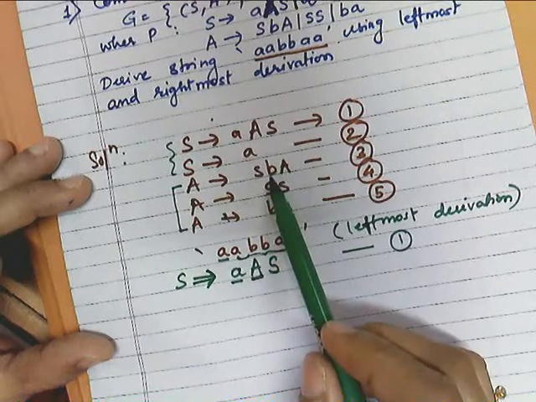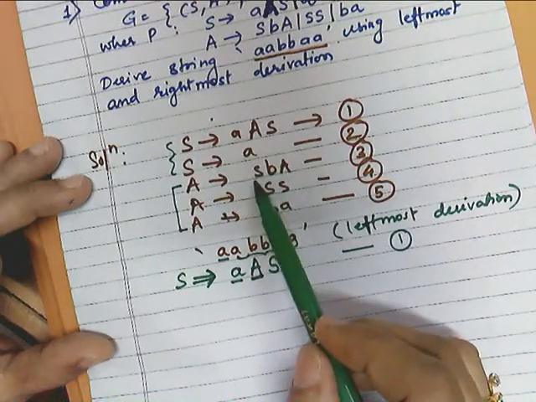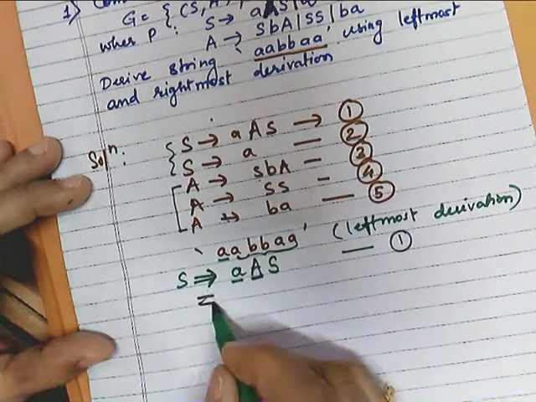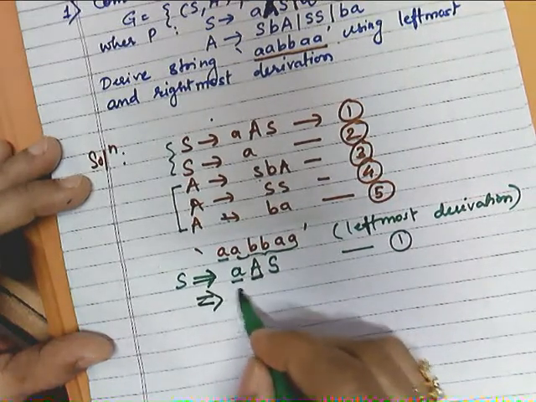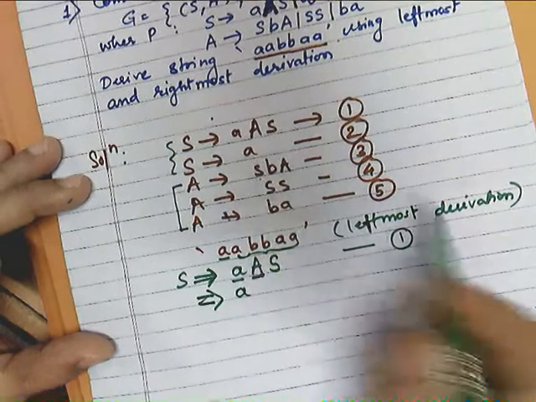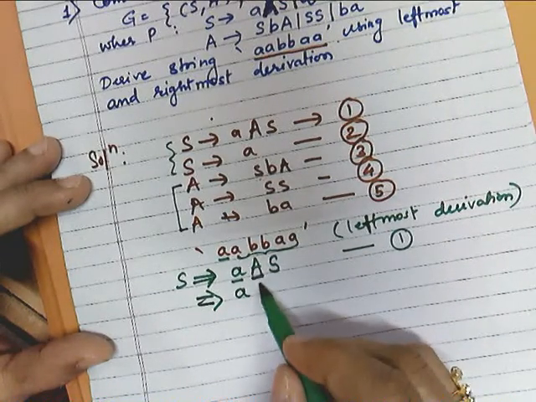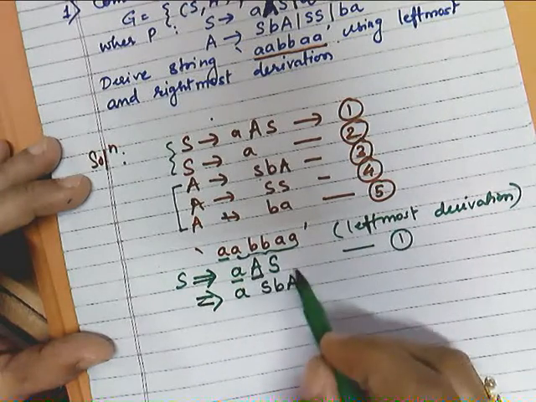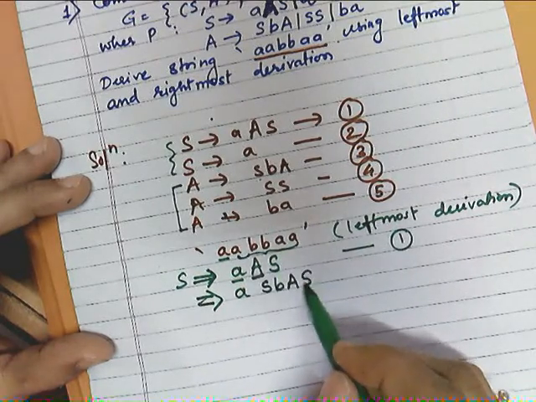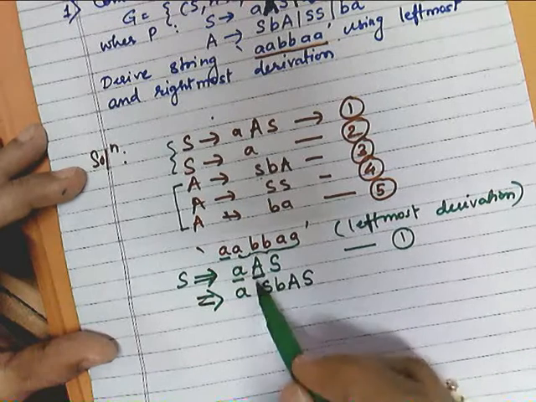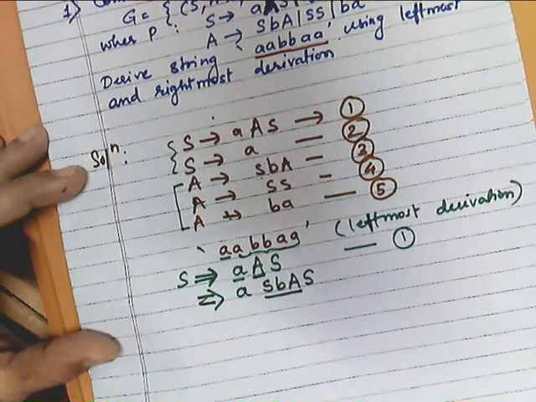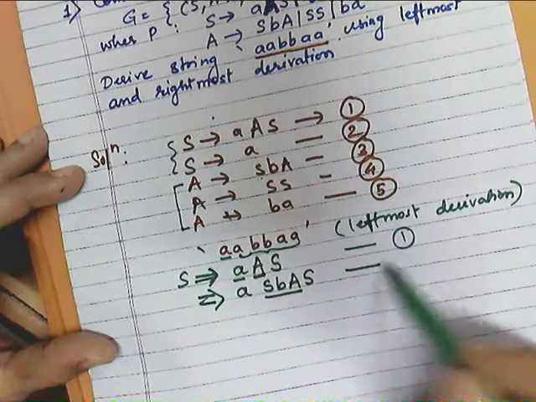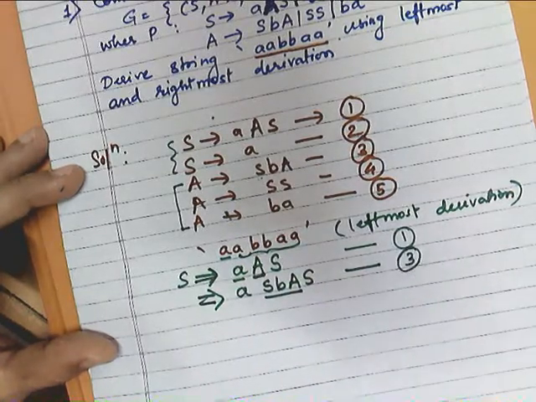Now we want B and single A. So which is the suitable rule? This will be the suitable rule. So we will be using next rule as A, then using rule 3 I am replacing this A by the SBA, and this S will be written as it is. So for this we now have production as SBA using which rule? Rule 3.